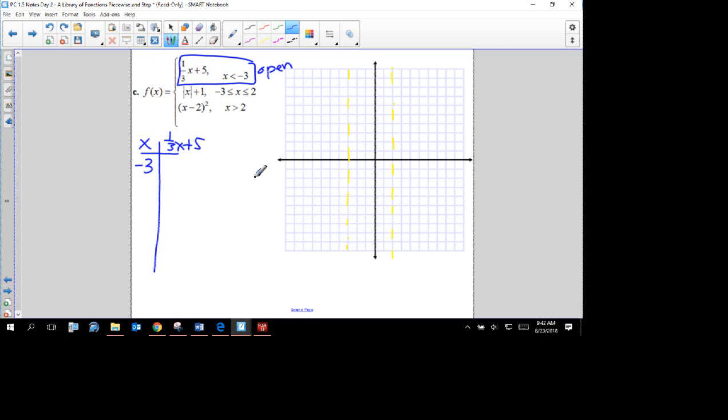So I'll plug in -3, but what number should I plug in next? Let's make it easy on ourselves. -6, and then -9. Let's plug in numbers we can easily divide by 3. So that'll give me 4, 3, 2. So at -3, 4, this says open.